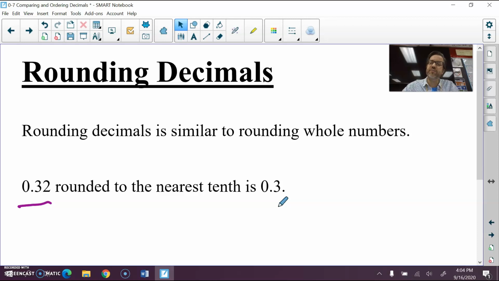Okay? And again, what we're doing here is we're looking in the tenths place at the 3. To the right of that, we have a 2 in the hundredths place. If it's 5 or more, let it soar. If it's 4 or less, give it a rest. So we're going to give it a rest. We're going to leave the 3 as is. So when we cut it off after the tenths place, it would be closer to 0.3 than it would be to 0.4. And I'll show you what this looks like on a number line in a little bit too.